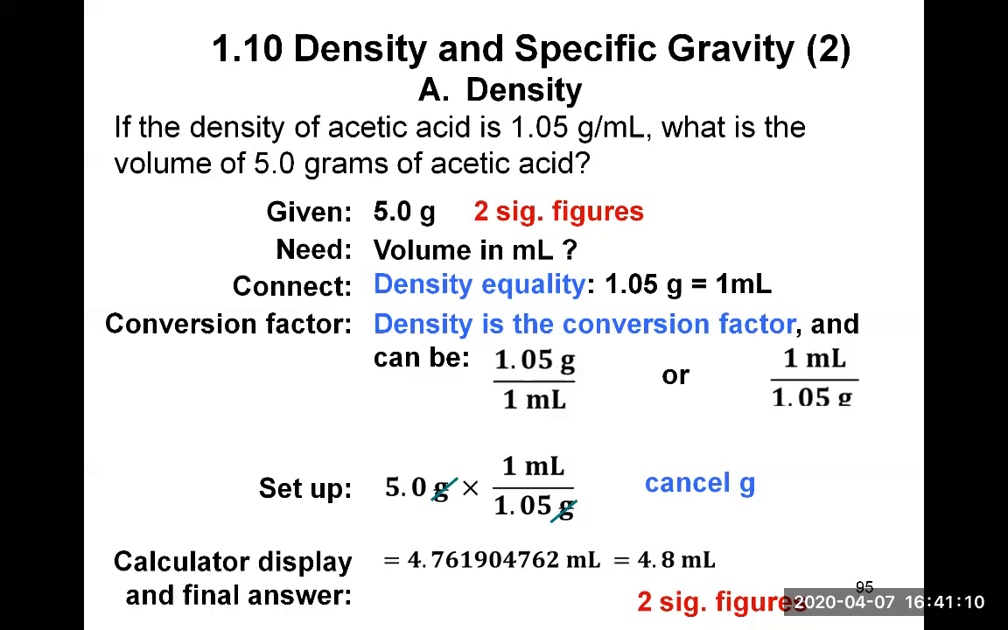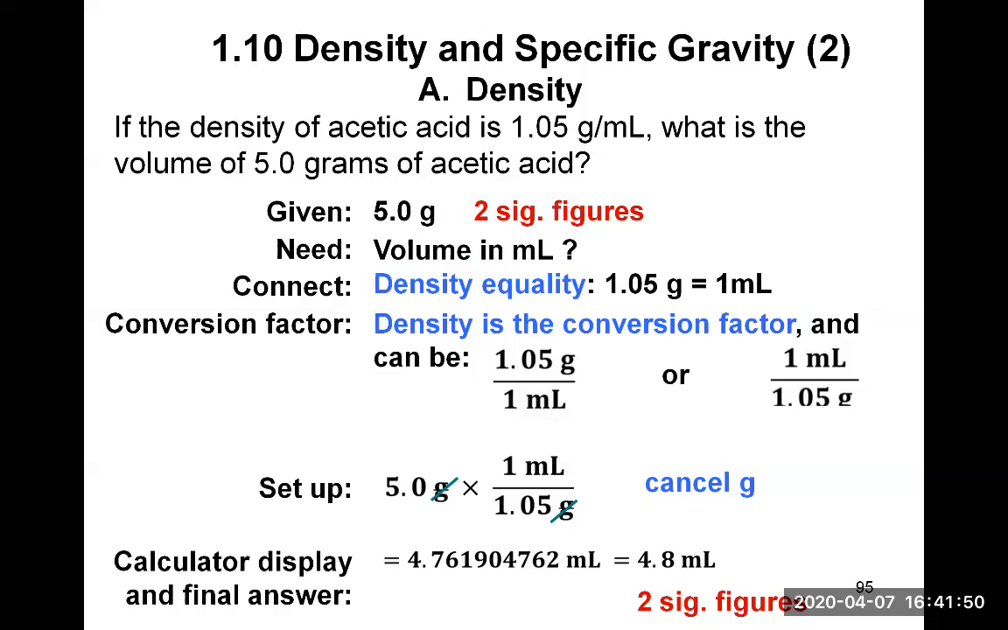So now let's look at the sig figs. The given amount was 2 sig figs because 5.0 has 2 sig figs. The 0 there is significant because we see the decimal point. For the density, the per milliliter is exact, so the 1 milliliter is exact, but the 1.05 grams is measured. 1.05 has 3 sig figs. So between 2 and 3, the least amount is 2, so we need to keep 2 sig figs.